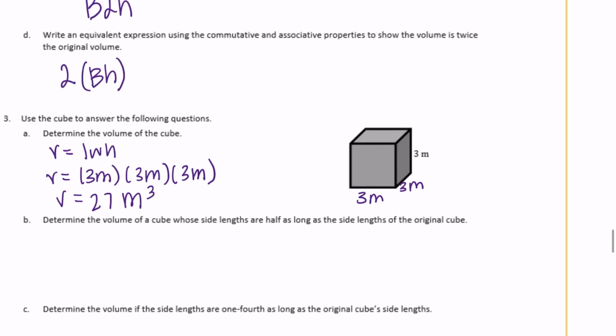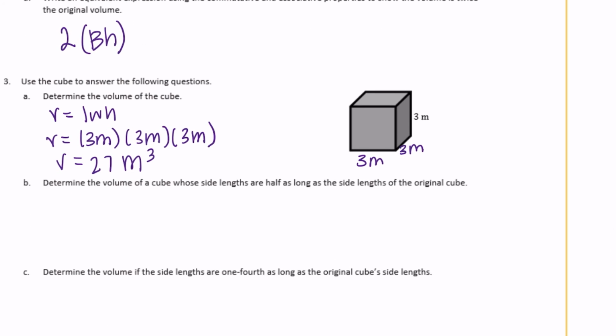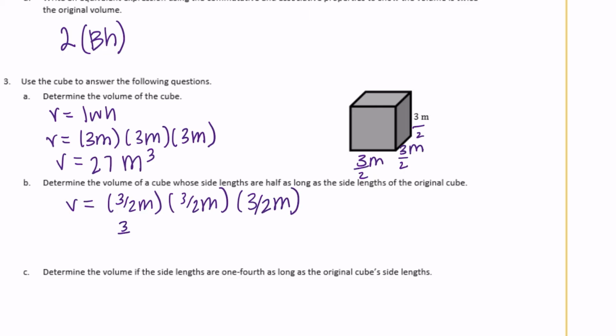B, determine the volume of a cube whose side lengths are half as long as the side lengths of the original cube. So if we found half of that, I'm just going to divide them all by 2. The volume would be equal to 3/2 meters by 3/2 meters by 3/2 meters. So 3/2 times 3/2 times 3/2 would be equal to 27, and 2 times 2 is 4, times 2 is 8, 27/8 meters cubed.